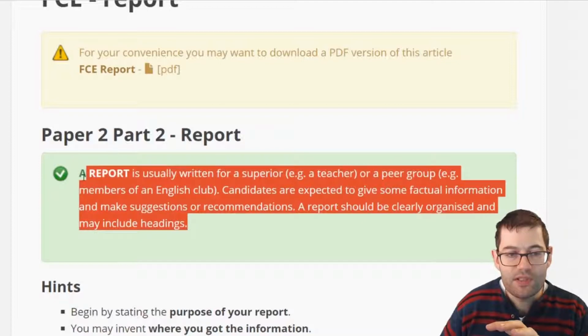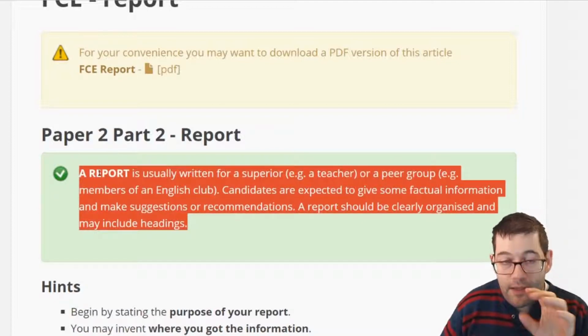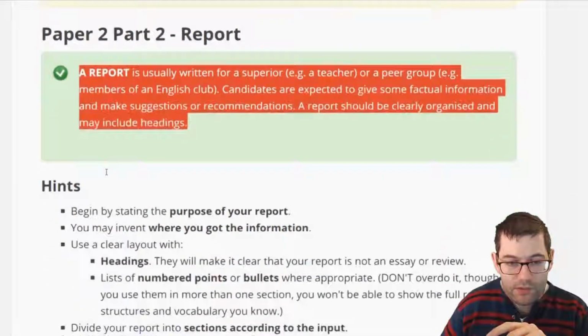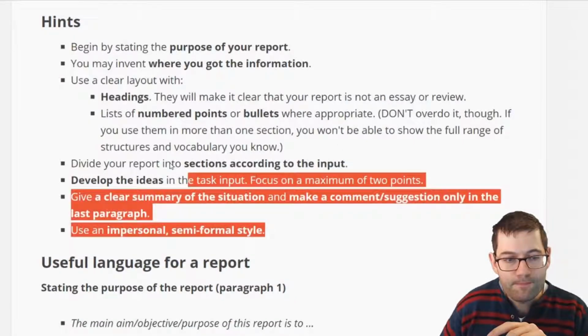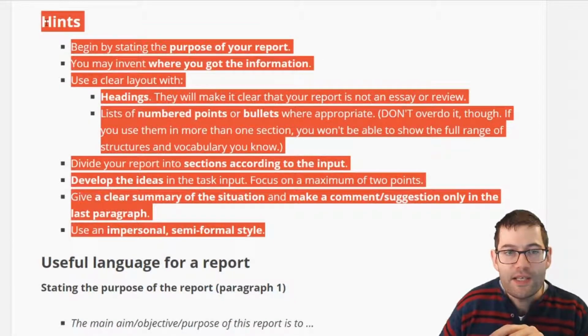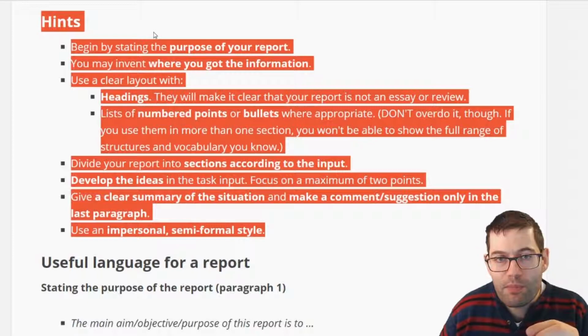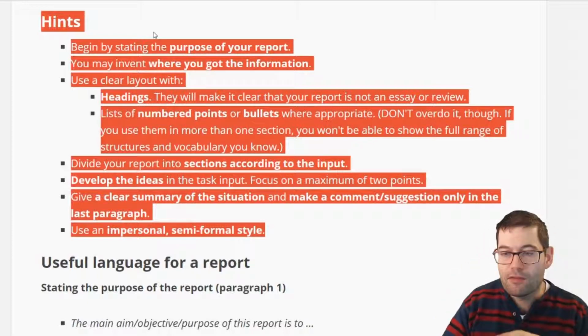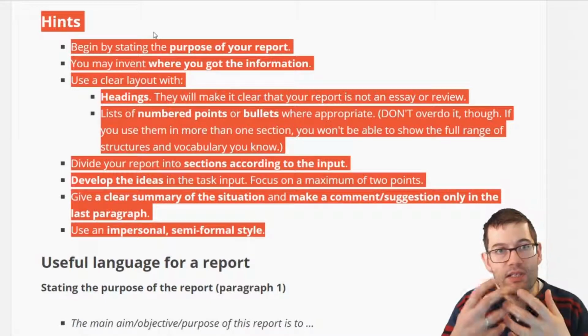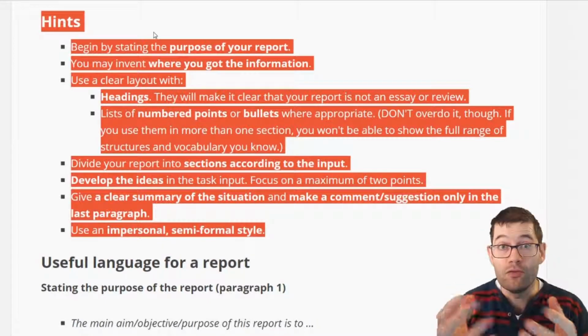First of all, the green box tells you what a report is. This is what we've covered already. Now the hints. Begin by stating the purpose of your report. Very important. Don't just get stuck into information. Tell the person why you're writing the report. What does this report tell you as a reader?